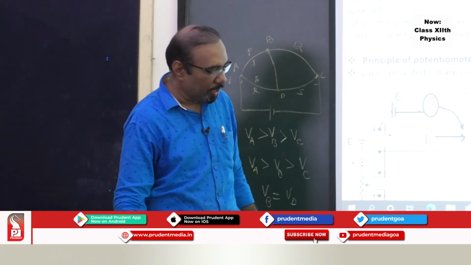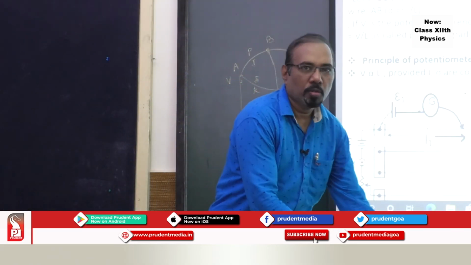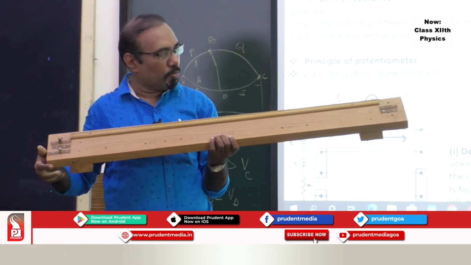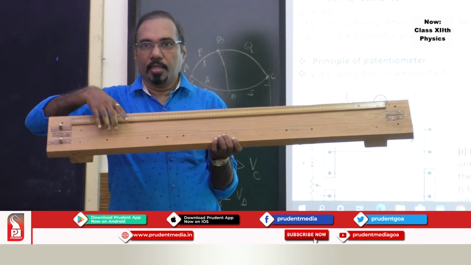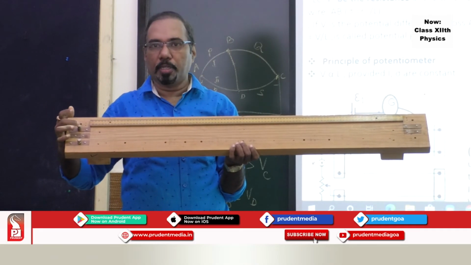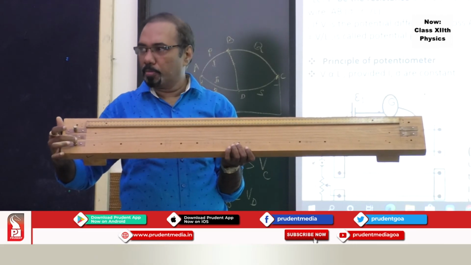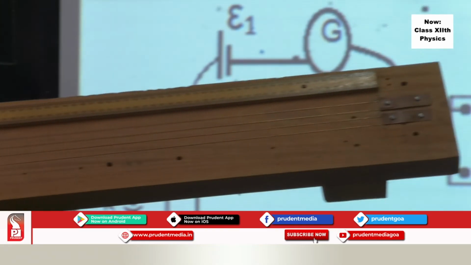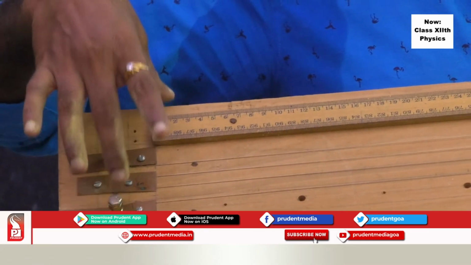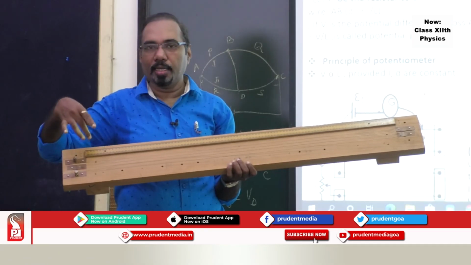Now, a potentiometer is a long wire. This is a potentiometer. There are 4 segments of wire. This is one end of the potentiometer, and this is the other end. The wire is fixed on this wooden plate, and it starts from here and ends up here. You can pass a current through this wire externally.